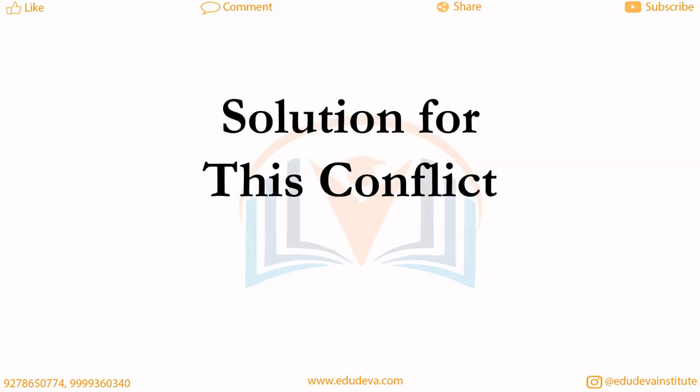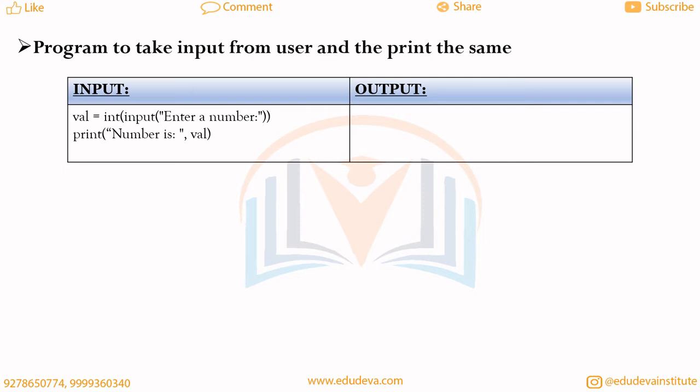So let's check the solution for this conflict that we are getting for integer values and string values. So it is the solution for the same. In this program, we have added int and bracket. Previously, we were writing input and enter a number, but now we have written int input. It means that the compiler will only accept the input of integer type, and if a user tries to give any other input, then it will give the error.